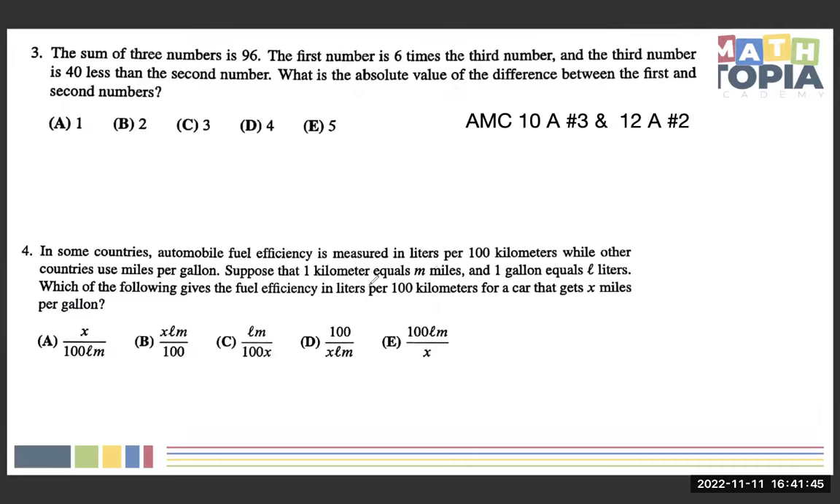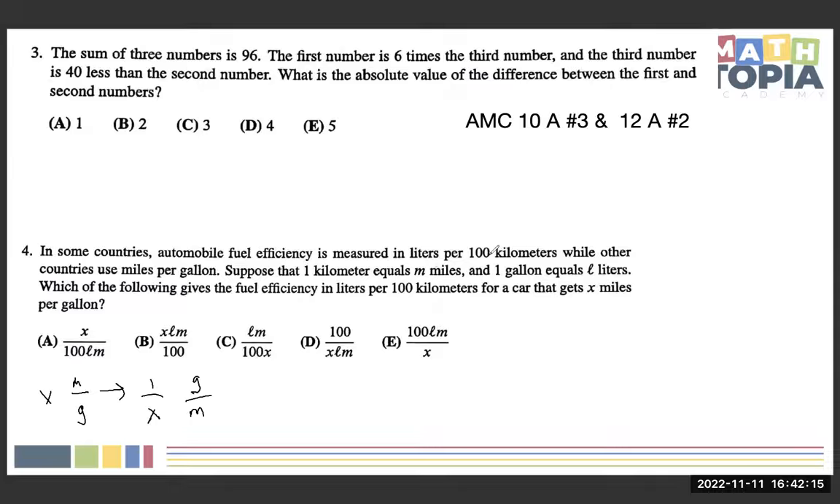So what is the fuel efficiency in liters per 100 kilometers? Well, first off, right now, we're given that it's X miles per gallon. And miles goes with kilometers and gallon goes with liters. So it's actually flipped the wrong way around. So we've got to flip that real quick. If it's X miles per gallon, then that would mean that the rate is 1 over X gallons per mile. So now we can convert that to the rate we need.